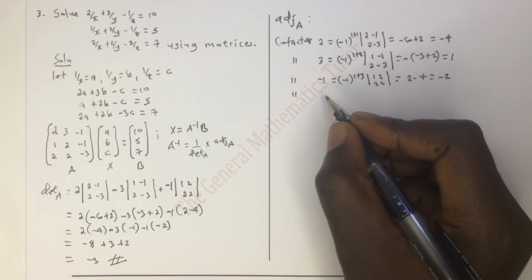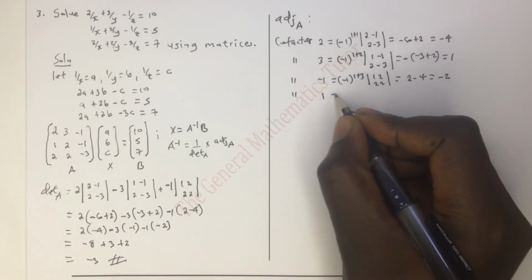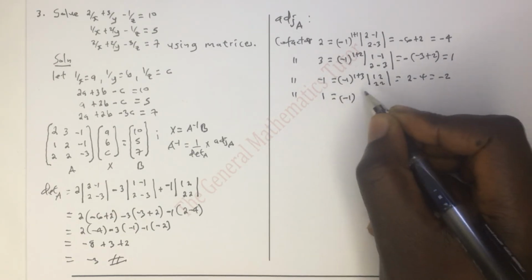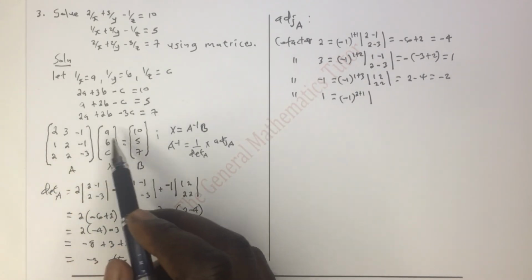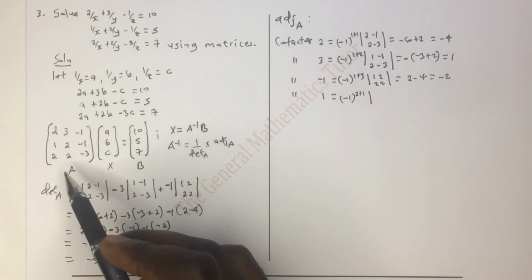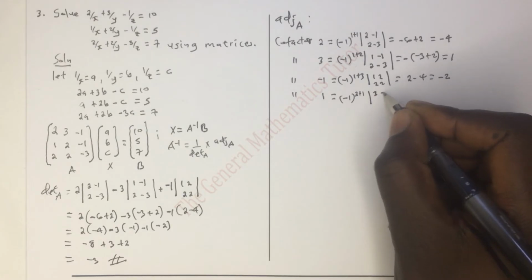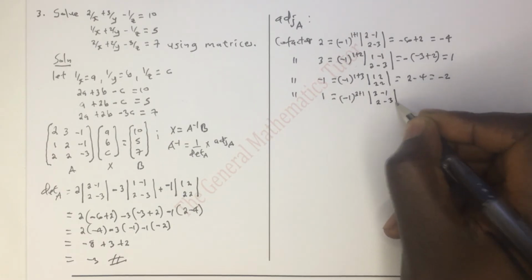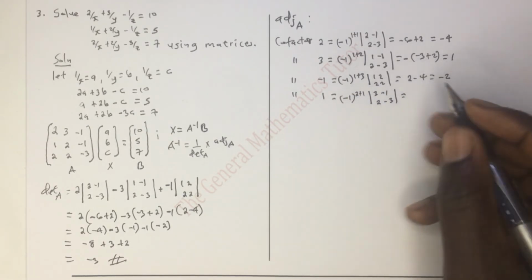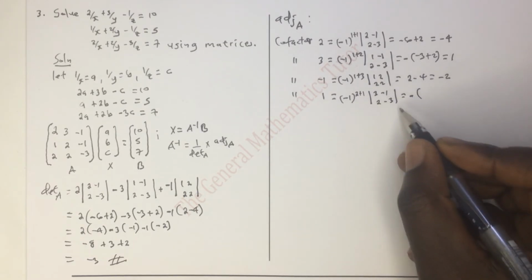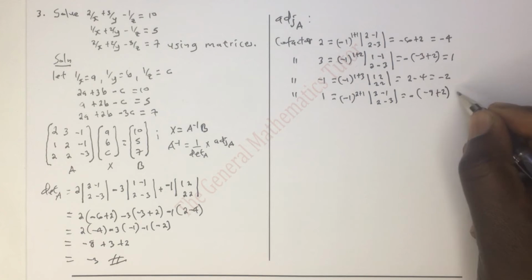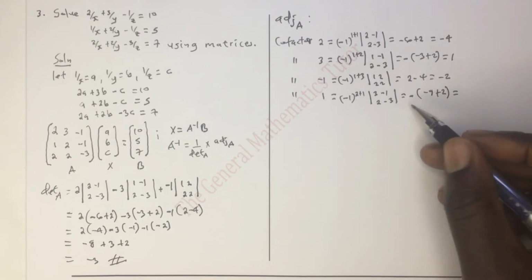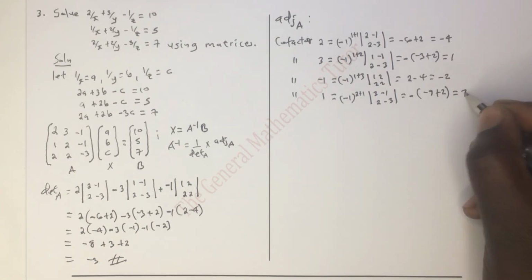Then the cofactor of the next element is 1. So 1 is in row 2, column 1. Cover its row and column, you're left with 3, negative 1, 2, negative 3. So this will be negative. So we have negative 9 plus 2. So we have negative 7 times negative 1, that is 7.